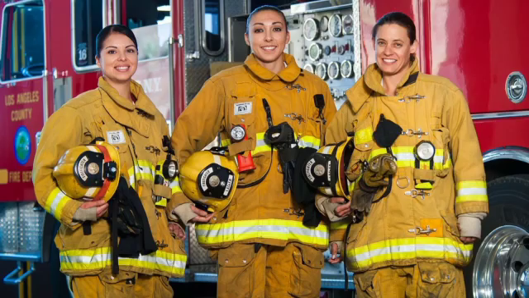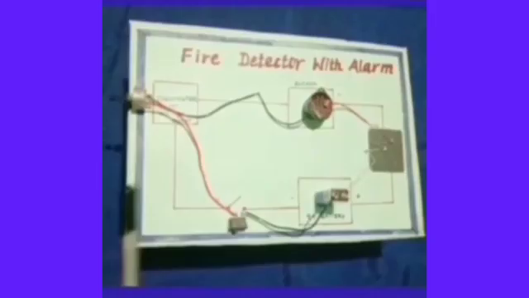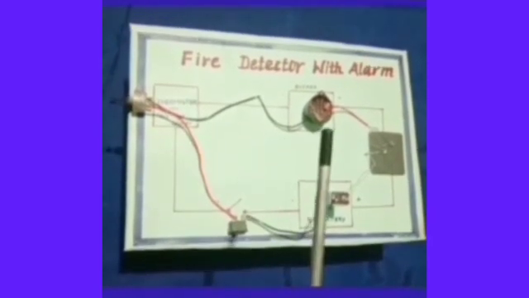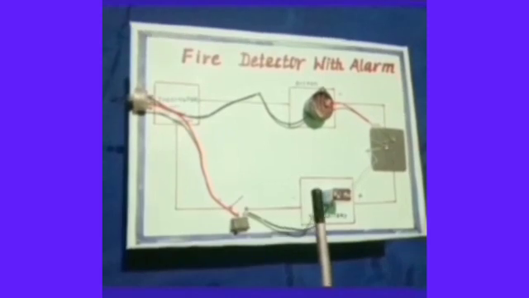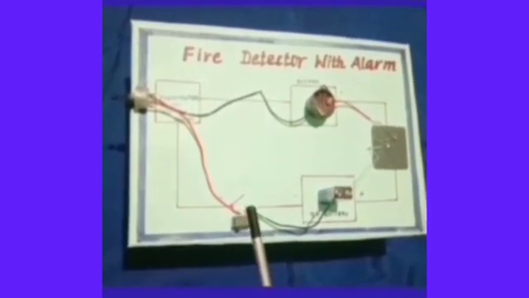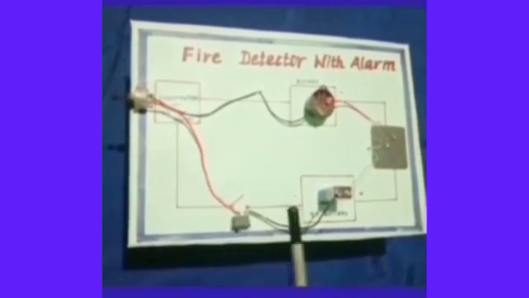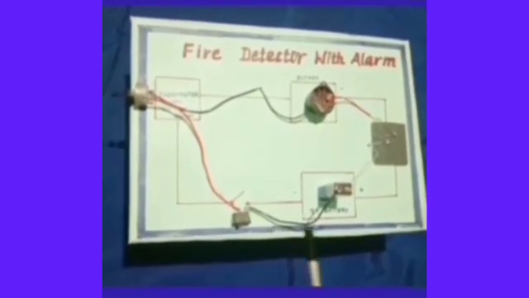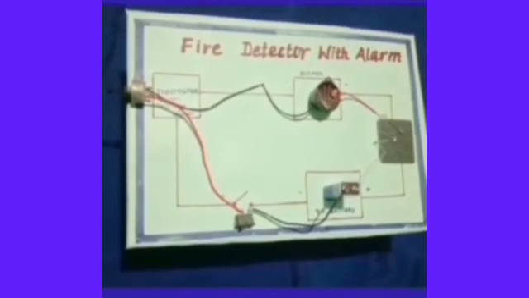These are the basic components for the fire detector with alarm: thermistor, buzzer, indicator, 9-volt battery and key. The thermistor monitors the room temperature and controls the burner temperature.